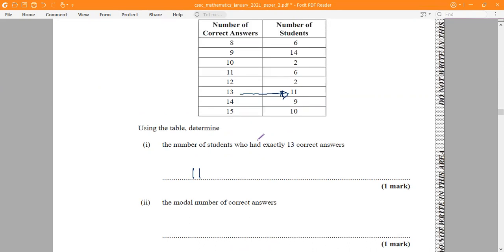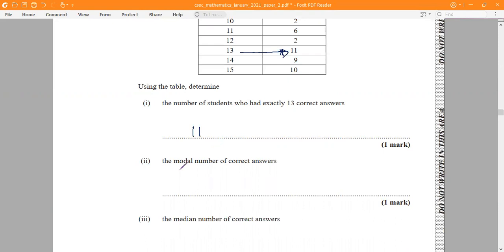The modal number of correct answers. So we're looking for the most popular number of correct answers. The 14 students scored 9. Because this is the highest frequency, the answer is 9, not 14. The answer is 9. So most students got 9 in the exam.